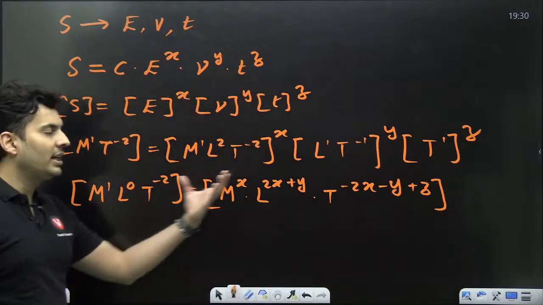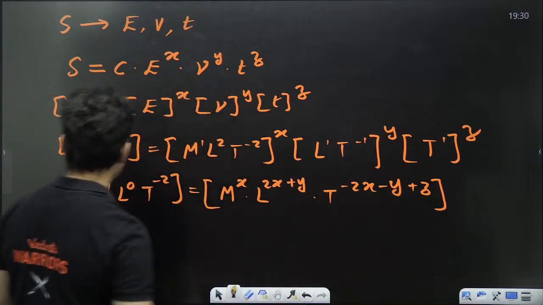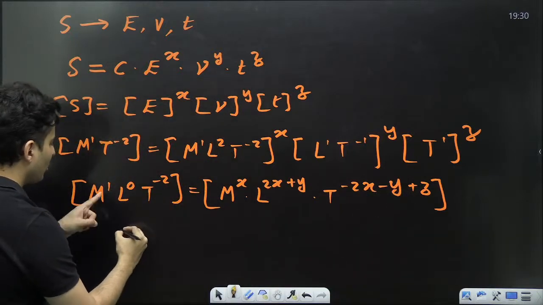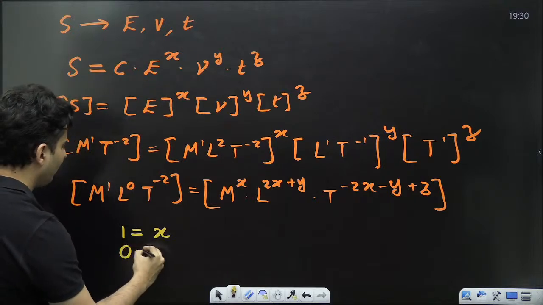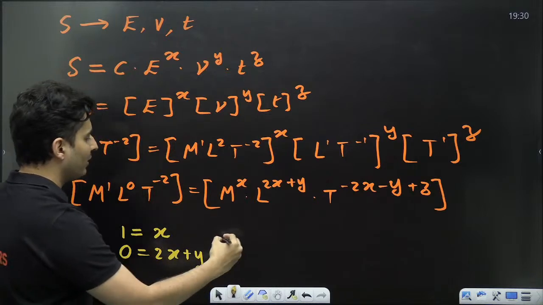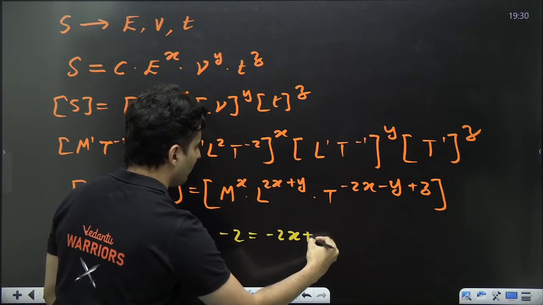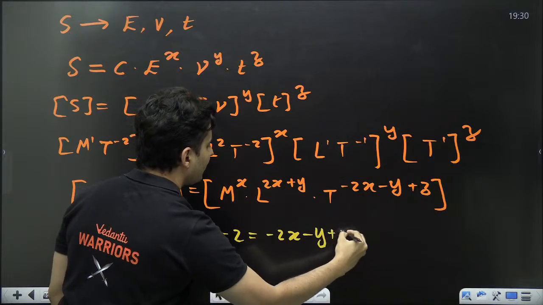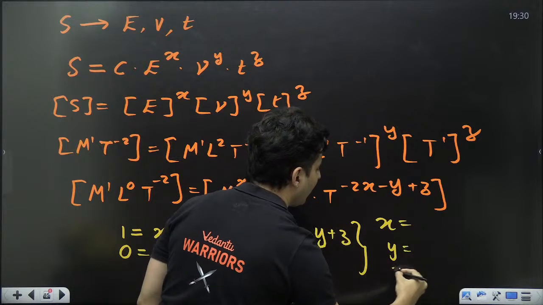So now once you get in this form, just compare the powers and you will get the answer. That's all. So you just have to write three equations. So power of mass is 1. So x is 1. Power of length is 0. So that is 2x plus y. And power of time is minus 2. So that is minus 2x minus y plus z. Solve this. You will get x, y and z.